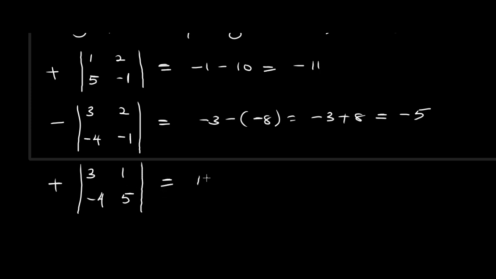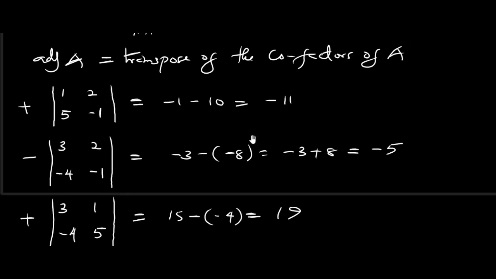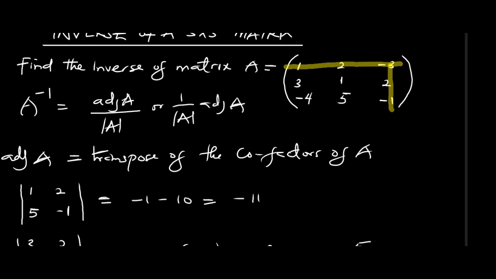So 5 times 3, this is 15, minus 4 times 1, that is minus 4. 15 plus 4, that is 19. All right. So we are through with A11, A12, A13. Let's move to the second row.